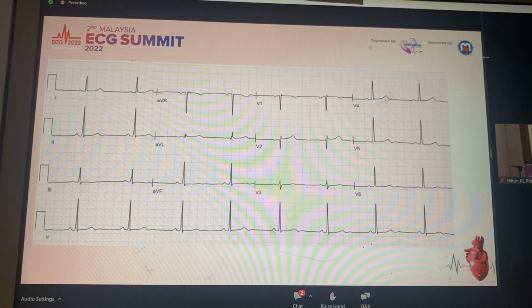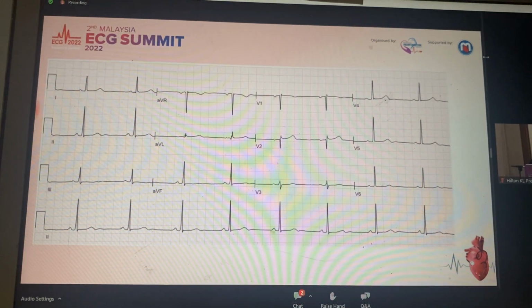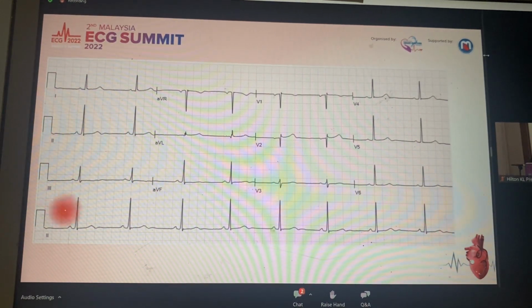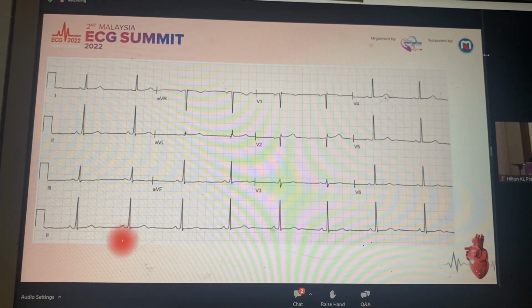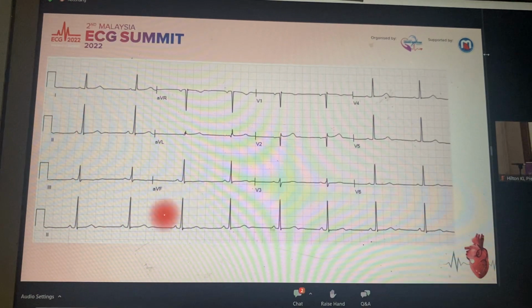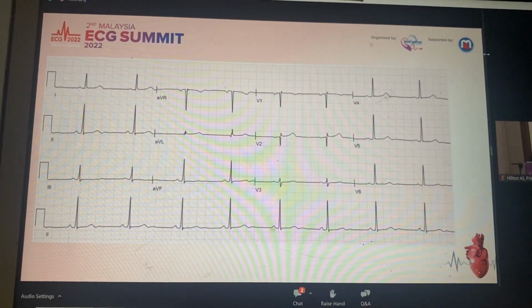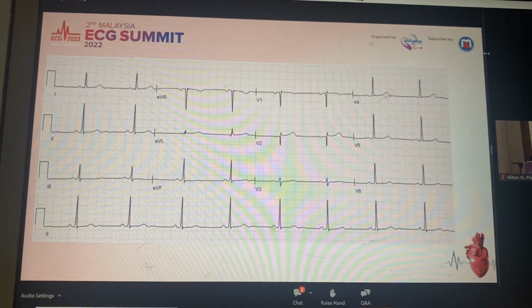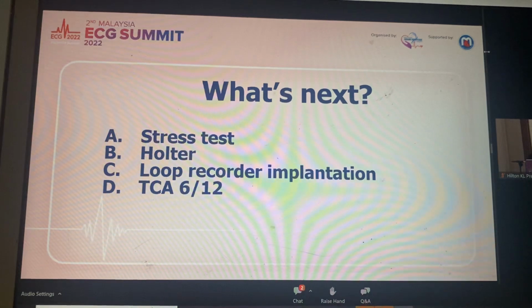This is the ECG that was done during the clinic visit. If you can see, it's quite a normal ECG, with a normal axis. The PR interval is normal, and the QT interval is also normal. As said, we can see a sinus rhythm with a heart rate of 50 beats per minute. So basically, it's just a sinus bradycardia in a young male. It can also be normal. Plus, the patient is asymptomatic. So what's next for this patient?